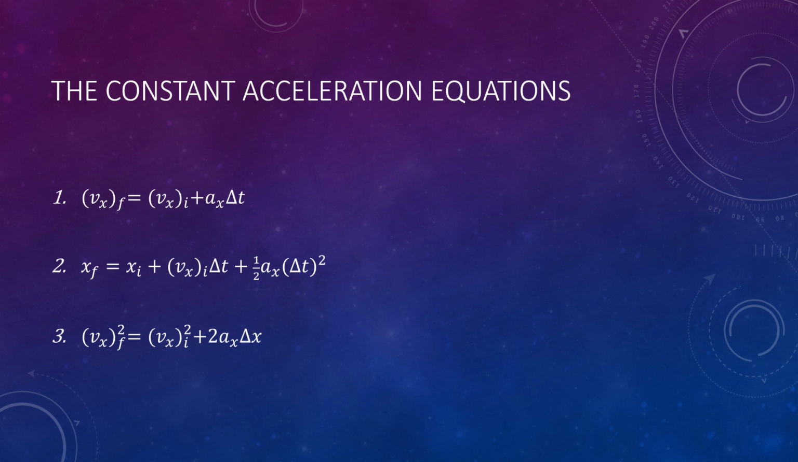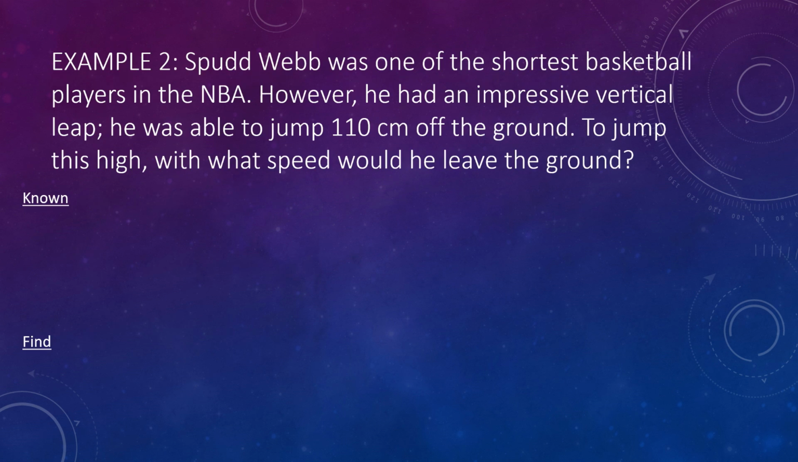Again, I'm going to use these equations, so I pull them back up. Example 2. Spudd Webb was one of the shortest basketball players in the NBA. However, he had an impressive vertical leap. He was able to jump 110 centimeters from the ground. In order to jump this high, with what speed would he have left the ground with?